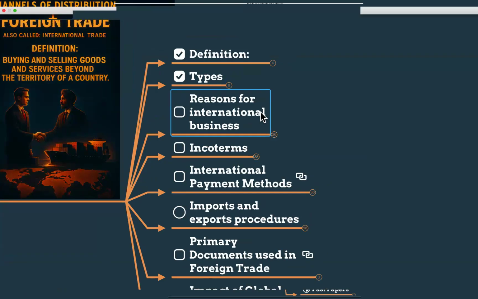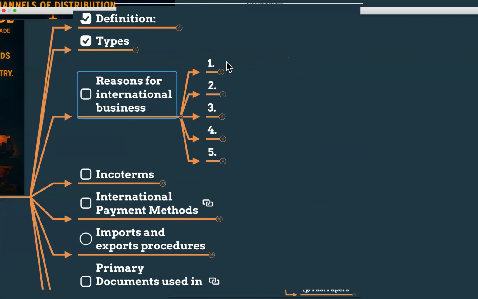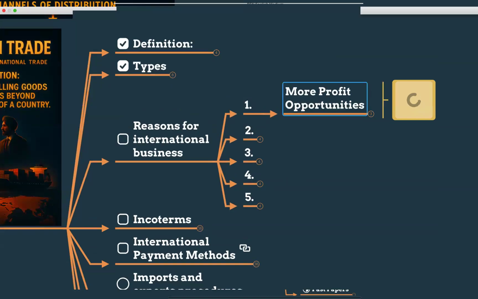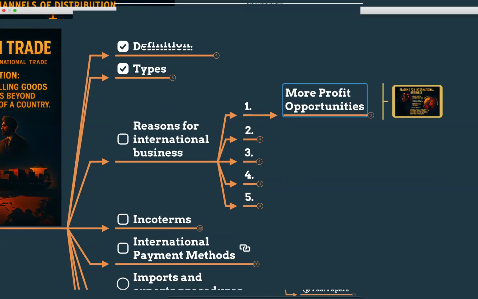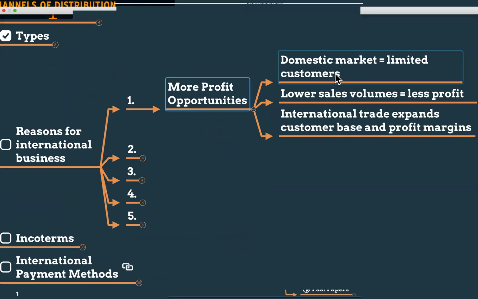So what are the reasons for international business? Why should a country do international business? Why should a country be involved in buying and selling internationally? So the reasons are, first, more profit opportunities. This is why countries trade with each other instead of trying to produce everything themselves. This is the compelling reason that makes international trade essential: more profit opportunities.